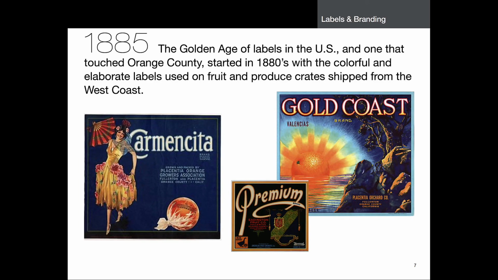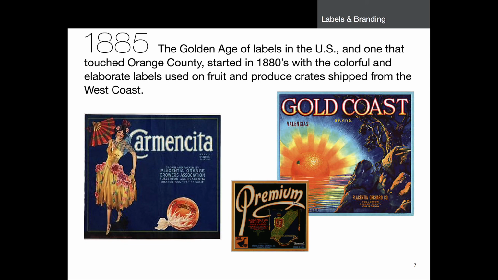Once you get into the later 1800s, attention really shifts to our backyard here in Orange County. The golden age of labels in the US really coincided with these really elaborate, beautifully printed and lithographed labels from all the produce farms and producers in Southern and Central California. These labels were really quite elaborate. Again, you're trying to reach the consumer, and when you're selling oranges, you want to make sure your oranges look better than the others.